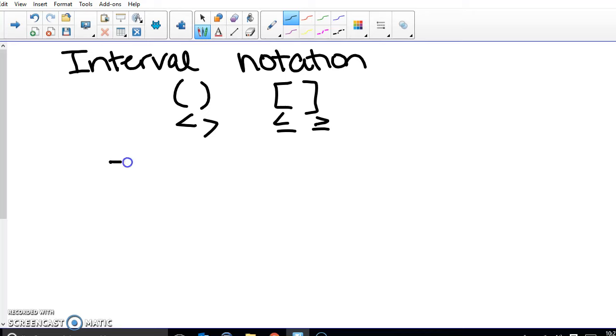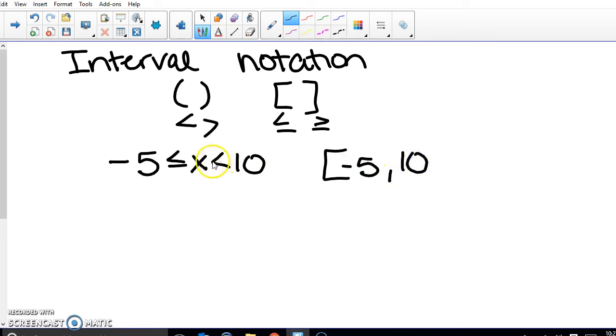So our first example, we have negative 5 is less than or equal to x, which is less than 10. So putting this in interval notation, since this is less than or equal to, we're going to use a bracket. So we have a bracket around negative 5, and then our maximum point is 10. And since it's less than 10, we're going to use a parenthesis because we're not including the actual point of 10.